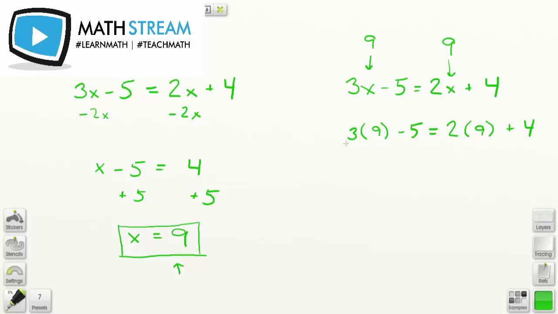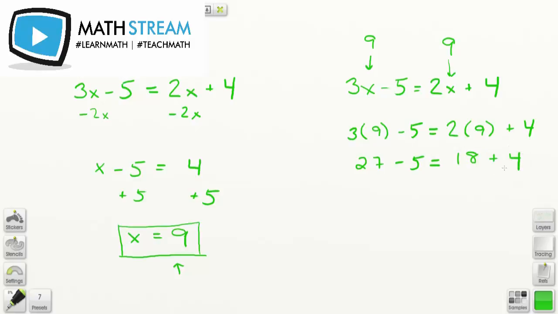Now we go through our order of operations. We look at the parentheses first. Well, there's nothing we can simplify within the parentheses, so we're okay. I look for exponents. Are there exponents? No. So we don't have to worry about that. Is there multiplication or division? Yes, there is. So we're going to do that from left to right. 3 times 9 is 27. Then we don't touch this. We leave it alone. And then on the right side, we have 2 times 9, which is 18. Then we don't touch the 4. We leave it there.